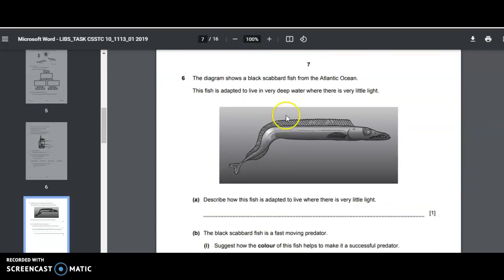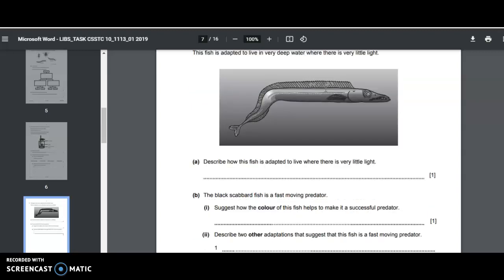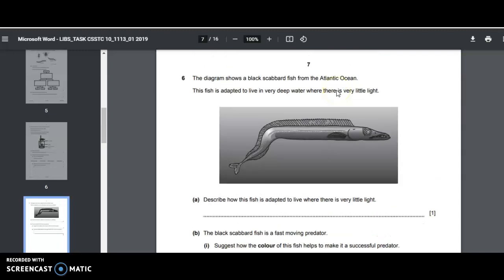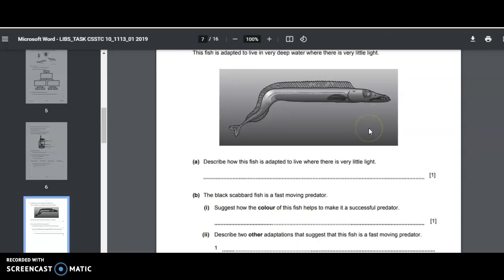We were talking about descriptions and adaptations by animals. You need to read all of the directions given by Cambridge. They're not going to give you something that you don't need to know. So we've never seen this fish before, but this fish is adapted to live in the very deep water with very little light. So how could we know an adaptation to live where there's very little light? What do you need when there's no light? You need bigger eyes. So it has bigger eyes.